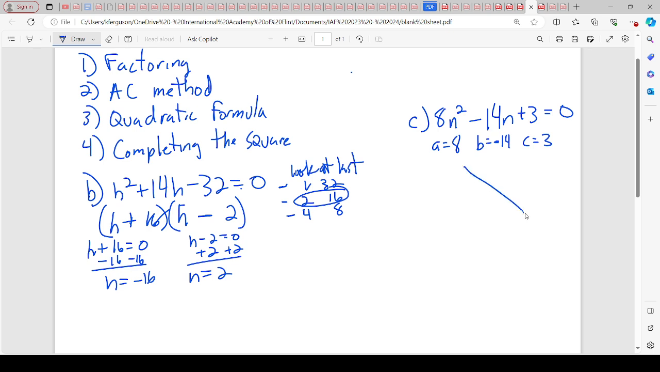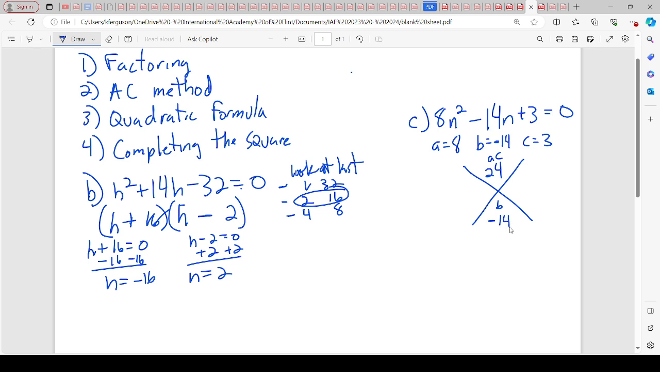So now the AC method, draw me a big old X. I got A, C, and B. So what's A times C? 8 times 3 is 24. So it's important that you keep the signs. It's a positive 24. But then what's my B?